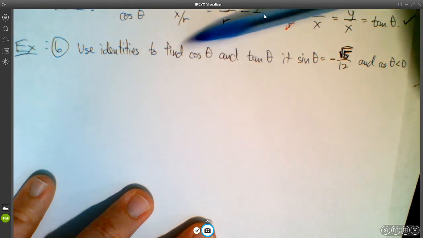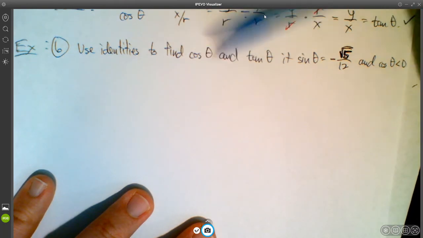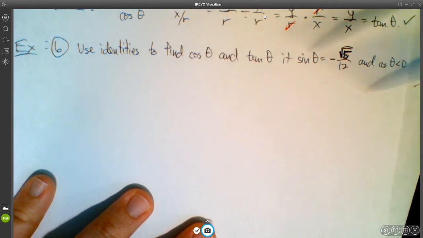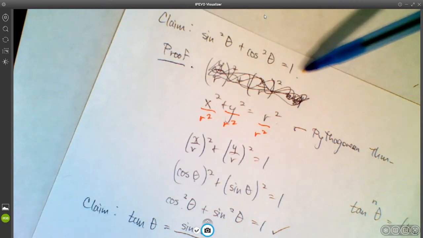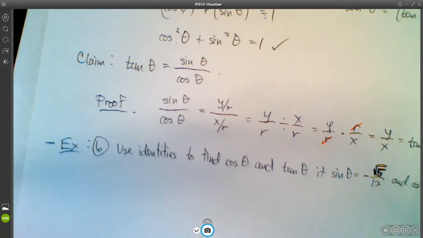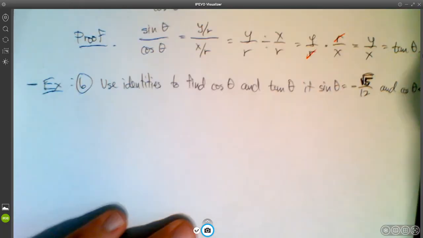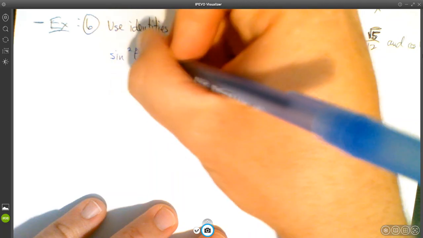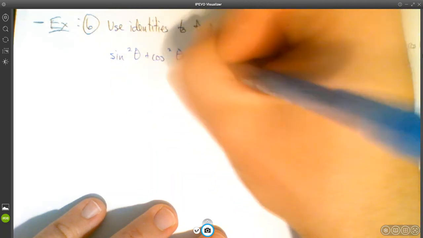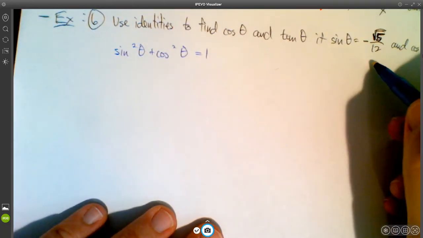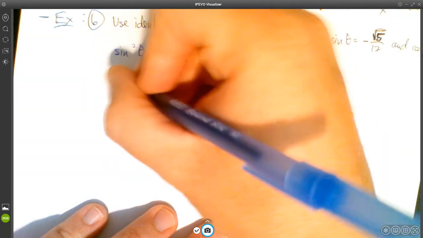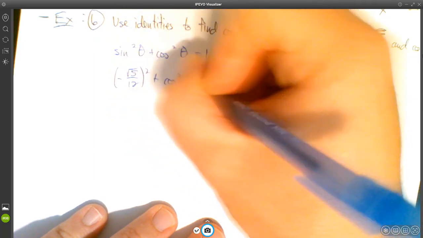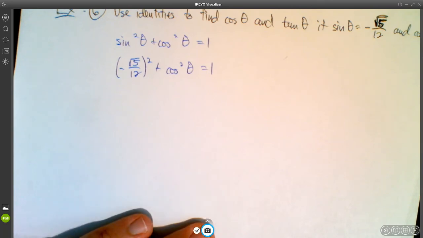So as far as finding cosine is concerned, I have an identity that relates sine to cosine, and it's this Pythagorean identity up here that we proved, right? Sine squared plus cosine squared equals 1. So we're going to say sine squared theta plus cosine squared theta equals 1. Sine is negative root 5 over 12, so we've got negative root 5 over 12 squared plus cosine squared theta equals 1. And then we can just solve for cosine theta, right?